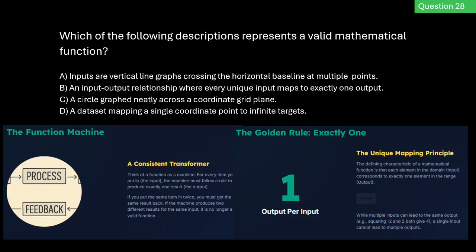And this brings us to the core foundation of functions, the unique mapping principle. The absolute defining characteristic here is that each element in our input domain corresponds to exactly one element in the output range. Now keep this distinction in mind. Multiple different inputs can lead to the same output. For example, if you are squaring, say, -2 and +2, both give you 4, which is perfectly fine, but a single input can never branch out to multiple different outputs.